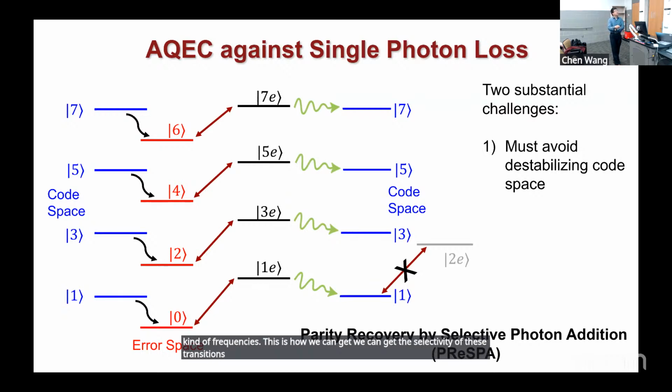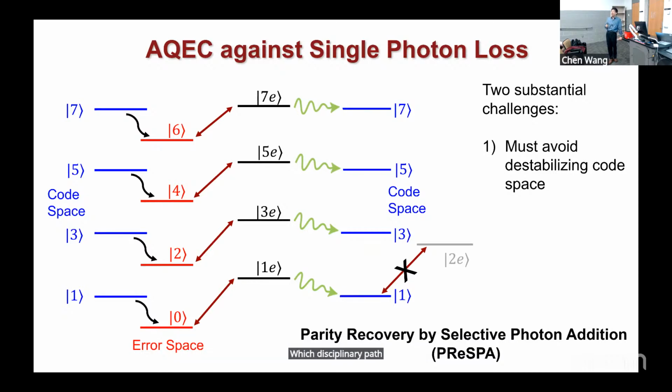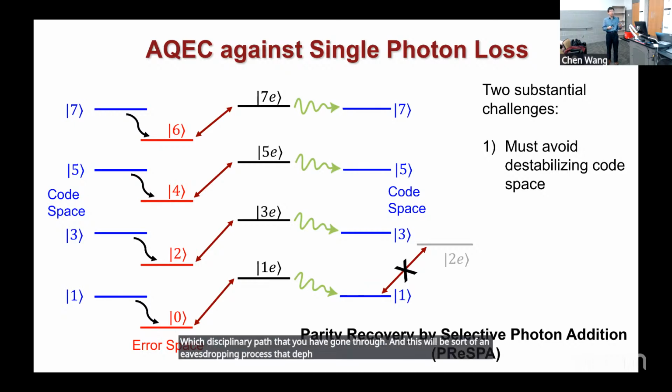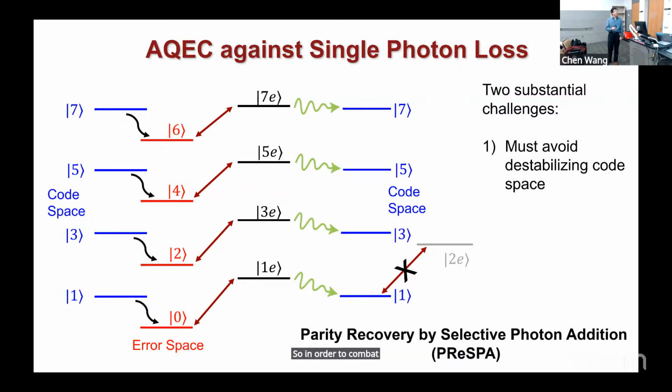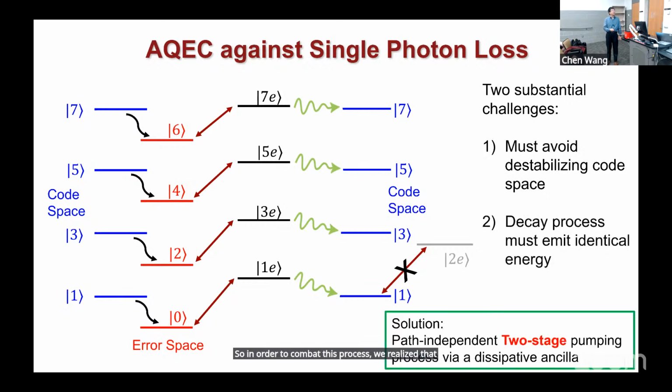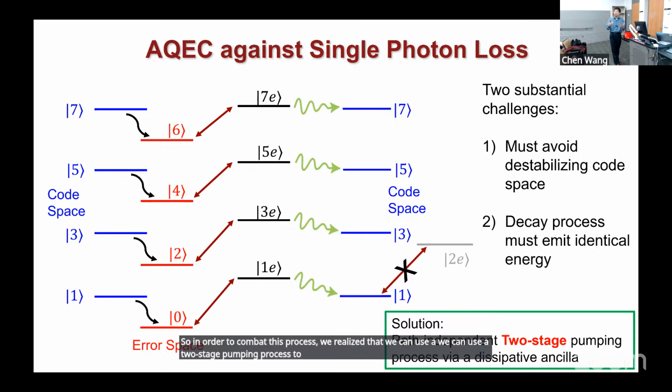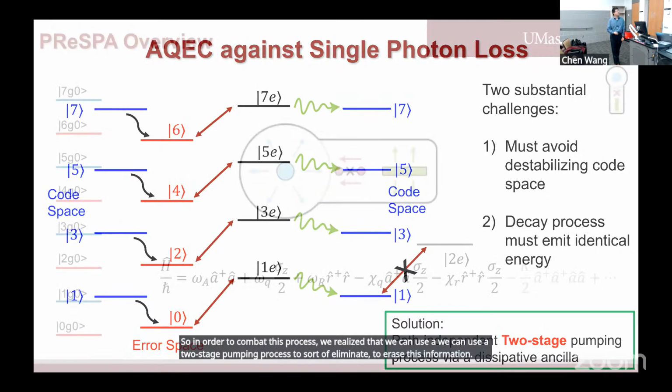But you may notice that these dissipations, these emission processes, now would have different frequencies. This means that the environment, which is kind of like an analyzer, is going to figure out which dissipative path you have gone through. And this will be sort of an eavesdropping process that dephases your logical information. So in order to combat this process, we realized that we can use a two-stage pumping process to erase this information. The process goes as the following.